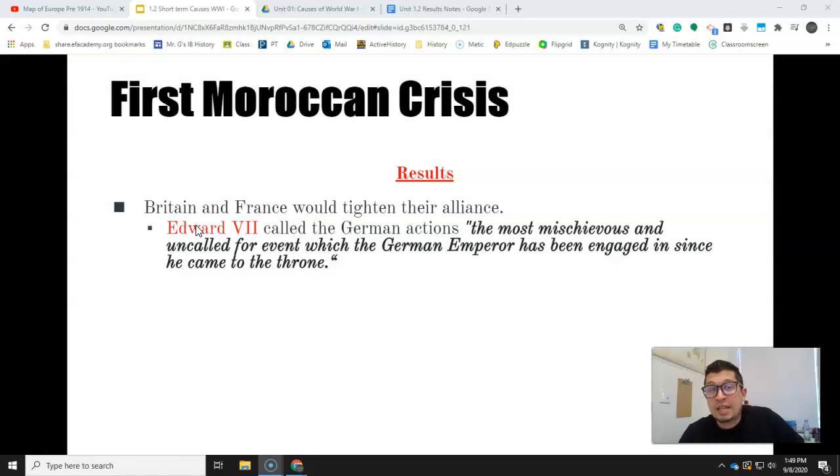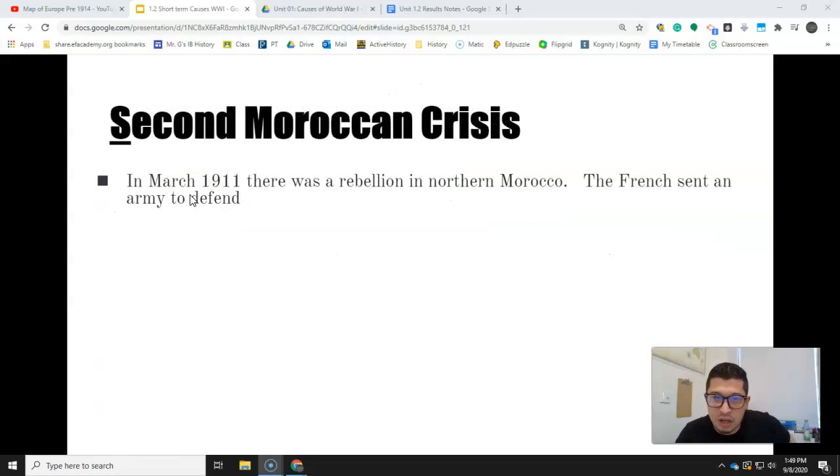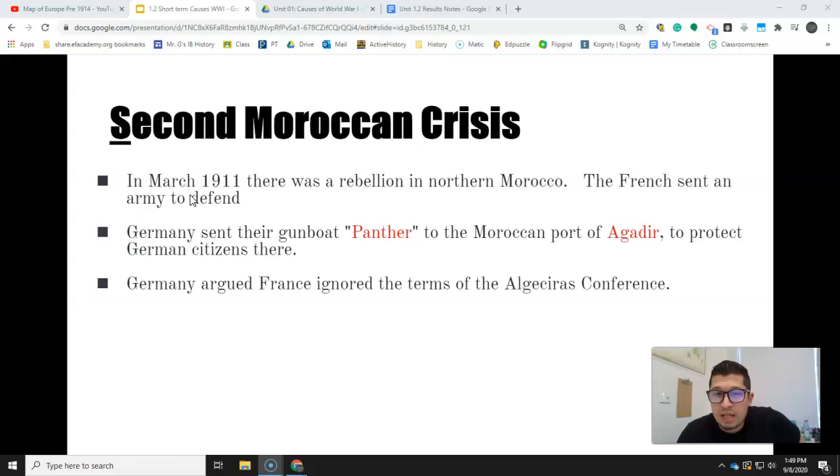Moving on. Anytime in history, the historians are not the most creative of people. Anytime there's a first something, chances are there's going to be a second something, right? So the second Moroccan crisis. A couple years later, in 1906, there is unrest in Morocco, right? There's a little bit of a rebellion in Morocco amongst the Moroccans themselves. Germany says, oh no, we have citizens in Morocco, we need to go protect them. We need to go protect our citizens.